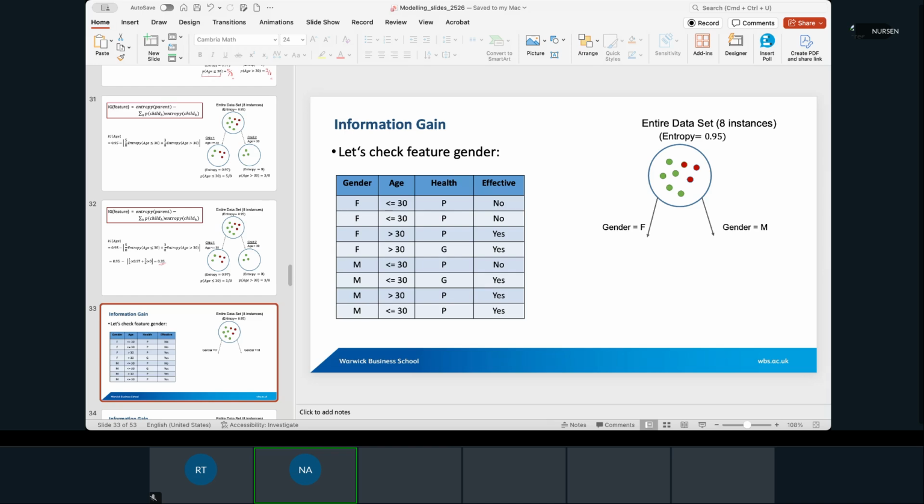In the age variable, we have less than or equal to 30, greater than 30. We only check its particular categories when we evaluate the entropy of a feature, of a variable. Okay. I hope this is clear. Another question, is the base of logarithm always 2? Yes, it is always 2.